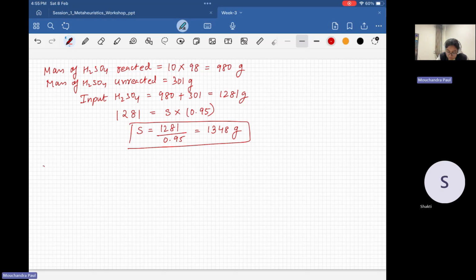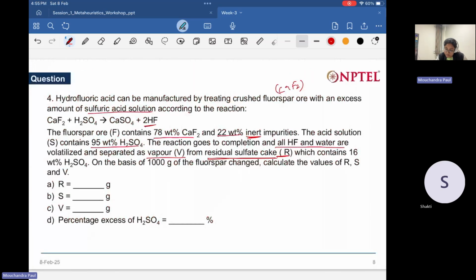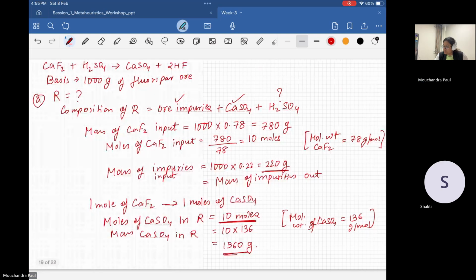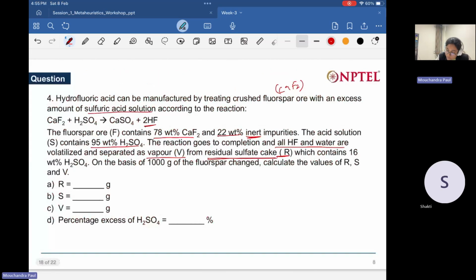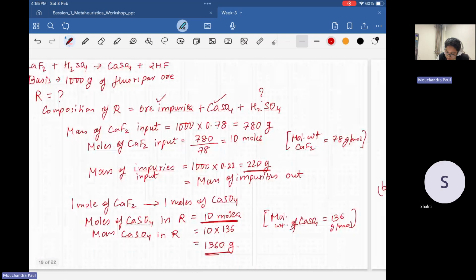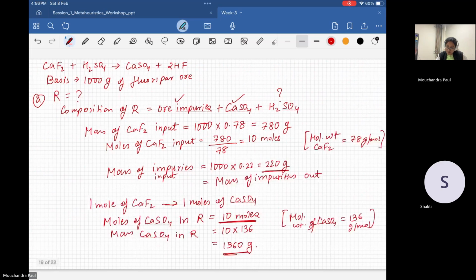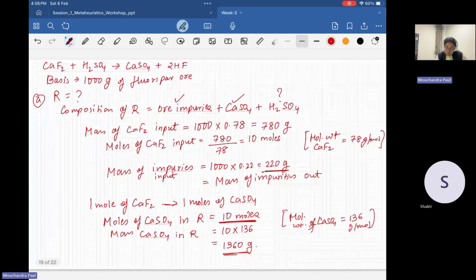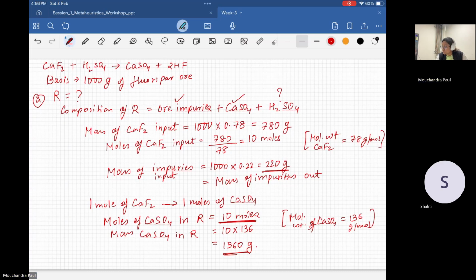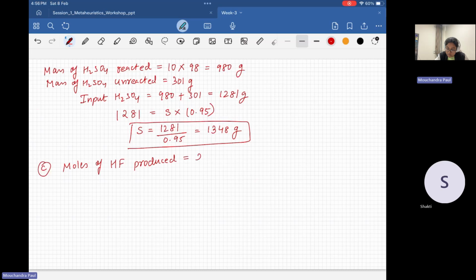Now lastly, we are left with the vapor V. All right. The vapor contains the water and HF. So first, we have to get how much HF is produced from the reaction. So what is the moles of HF produced? We know from the reaction that 2 moles of HF will be produced for every 1 mole of CaSO4, right? So we already have the number of moles for CaSO4. So for HF, there will be 20 moles. 20 moles of HF will be produced.